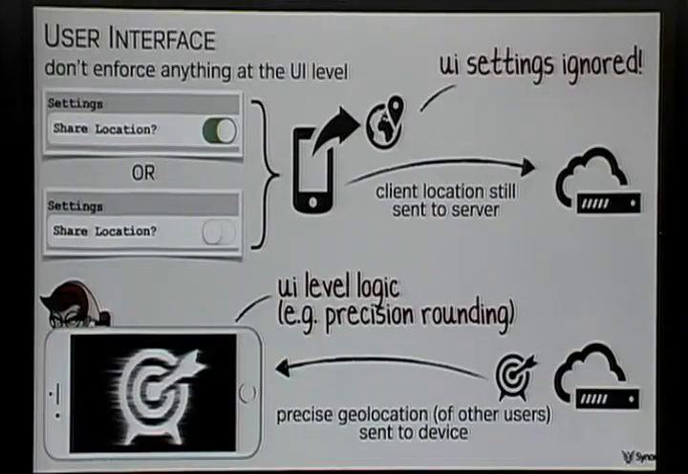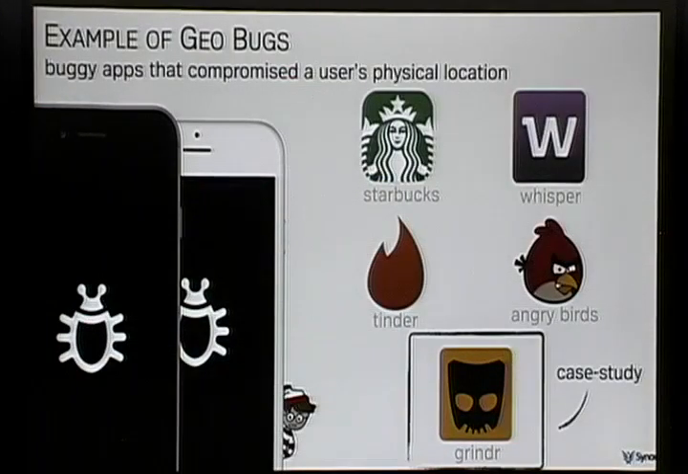All right, so that concludes the kind of common classes of geolocation bugs that we see a lot. So I want to talk about some real-life examples. So these are some actual apps that did or still do compromise a user's geolocation information.